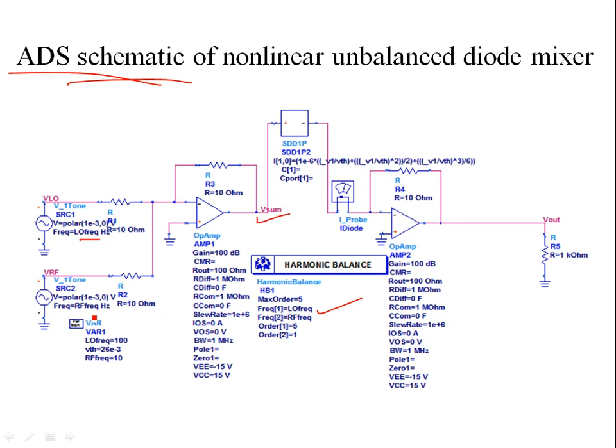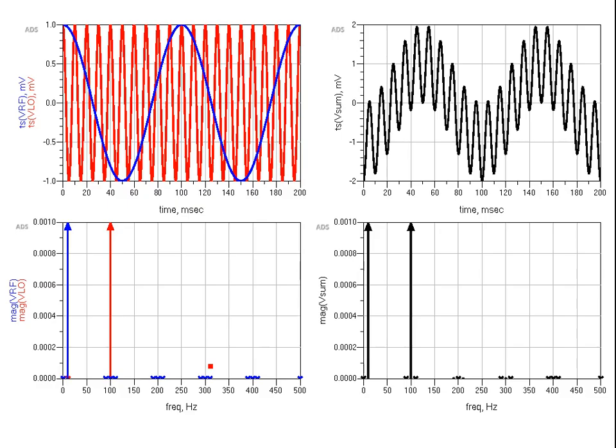One is the local oscillator frequency, and the other is the radio frequency. What I've set for the LO, local oscillator, and the RF is 100 and 10 Hertz respectively. So let's have a look at the first, the V sum and the VRF, VLO. This is the plot of the RF and LO, both time domain signals.